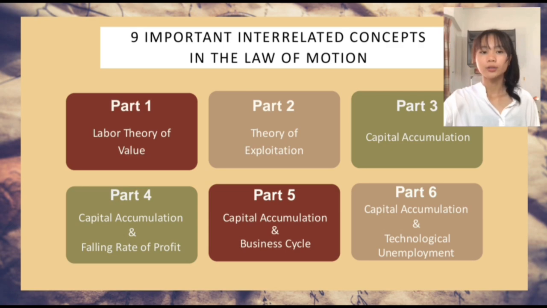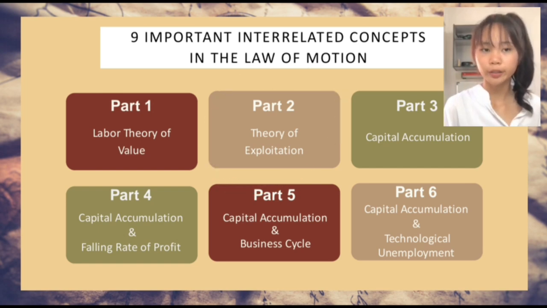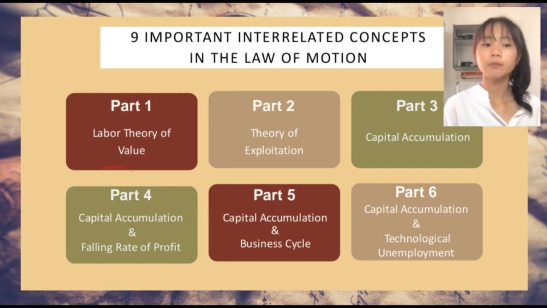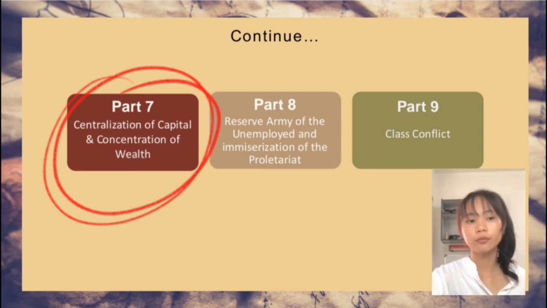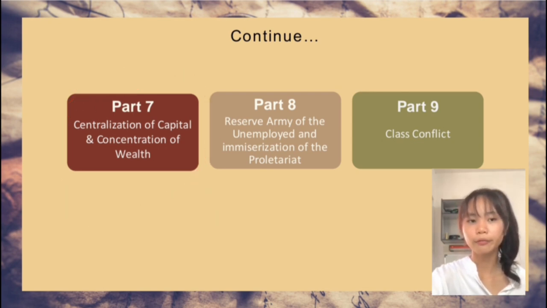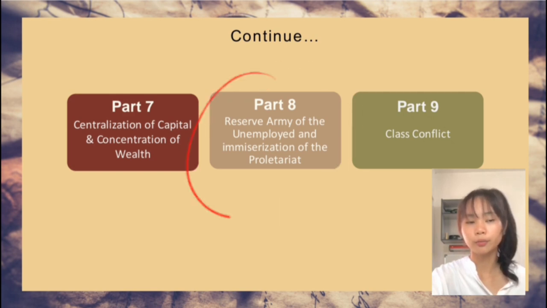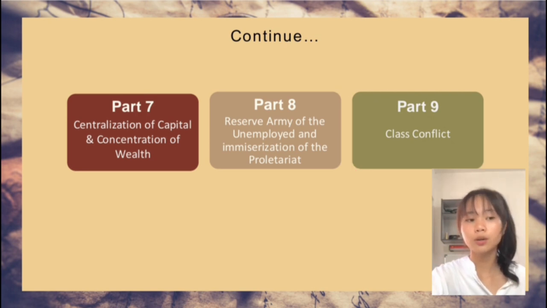Okay, so the first part is the labor theory of value. And the second part is the theory of exploitation, capital accumulation, falling rate of profit, business cycle, technological unemployment, centralization of capital and concentration of wealth, reserve army of the unemployed, and immiseration of the proletariat. And the last part is class conflict. These will be presented by the next presenter.